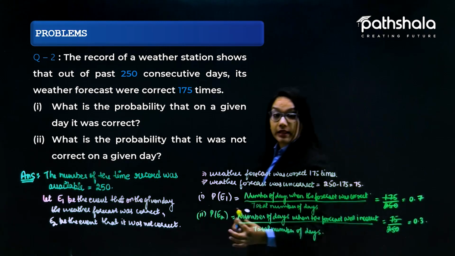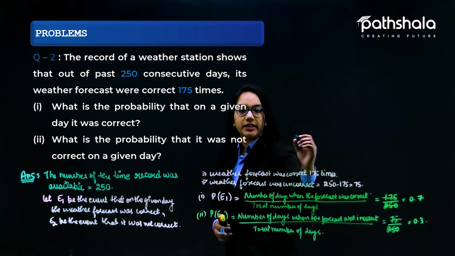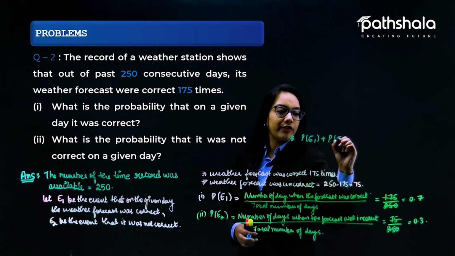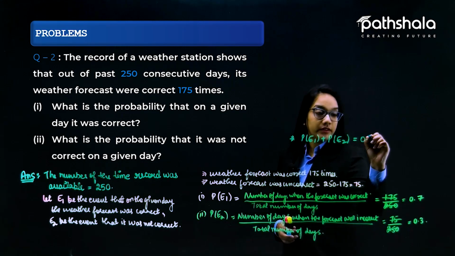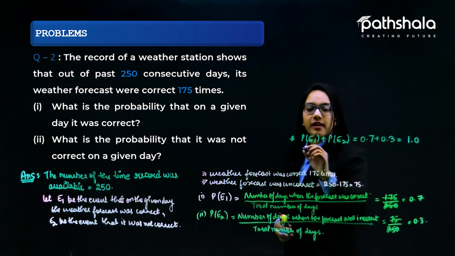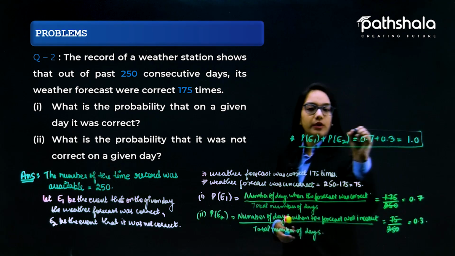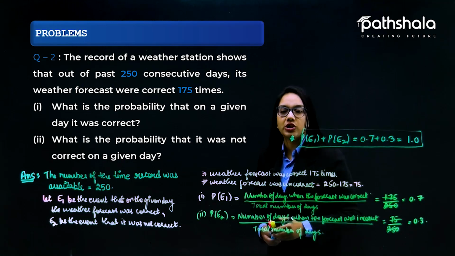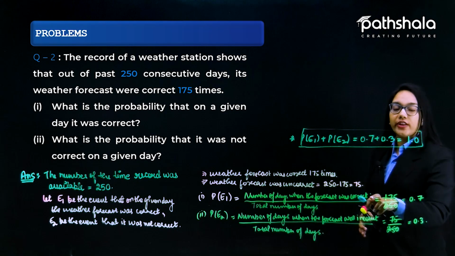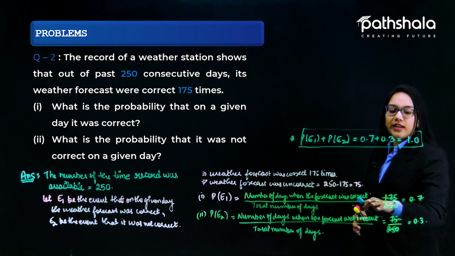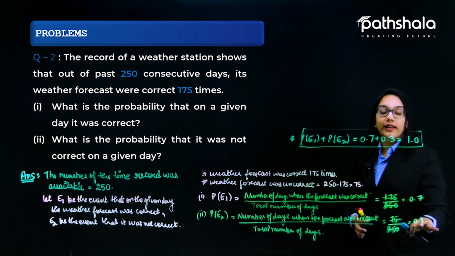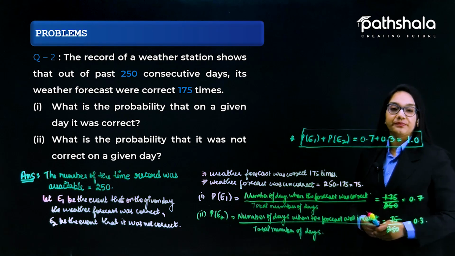An important thing is that when we add these two probabilities, probability of E1 plus probability of E2, this results in 0.7 plus 0.3, which is 1.0, which is definitely 1. So this is the answer for this question: the probability of the weather forecast being correct on the day is 0.7, and the probability of it not being correct is equal to 0.3.